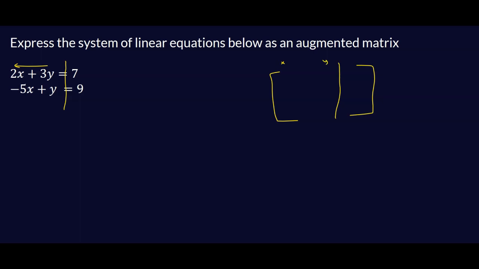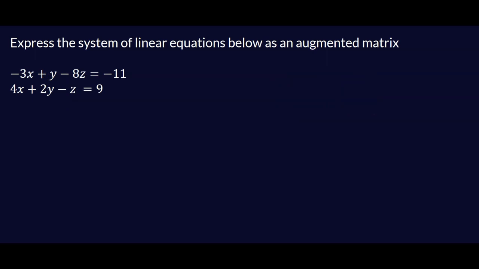And so we have 2x and 3y. So this is going to be our x, this is going to be our y, and here's our constant. So this is going to be 2 and then 3, and this is the constant. The second one is negative 5x. The coefficient of y is 1, because whenever you don't see any number to the left of a variable, you can safely assume that it's 1, and then here you have 9. So this is the augmented matrix for this system of equations.